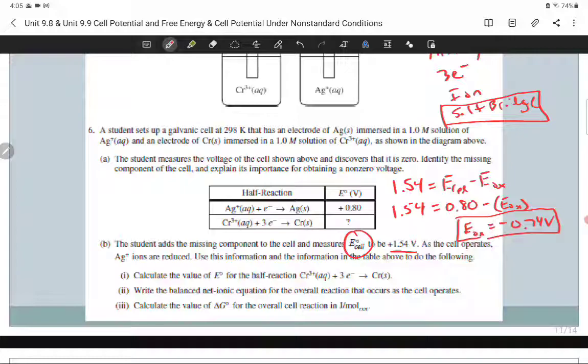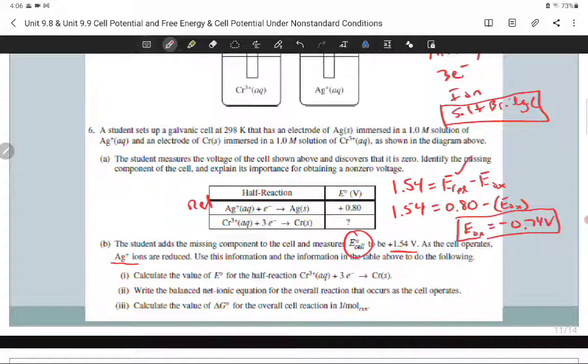Okay. Let's just make sure we don't need something else here. Okay, so it already tells us the silver ions are reduced. So that's why we put that one in that spot. I guess I should have said that initially when I put the 0.8 in there.